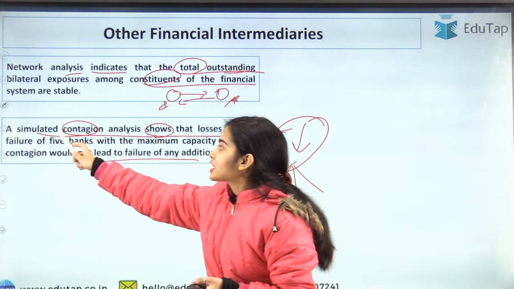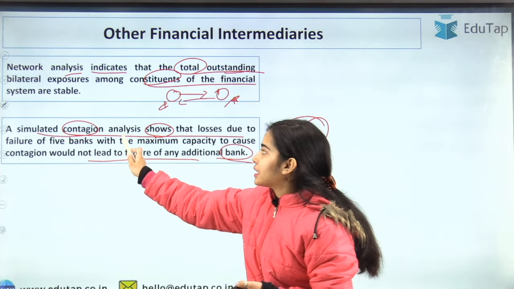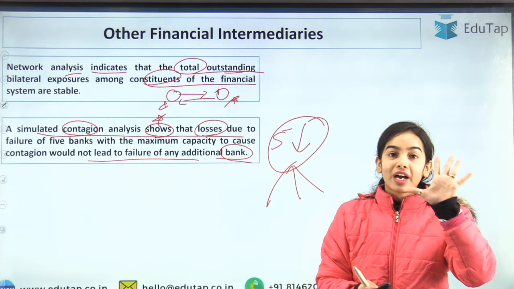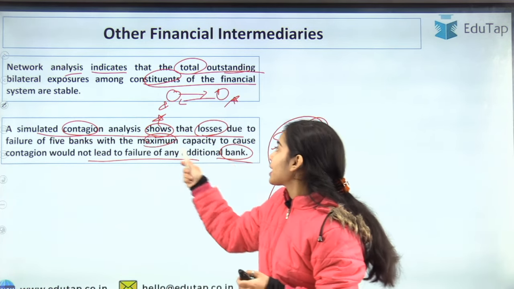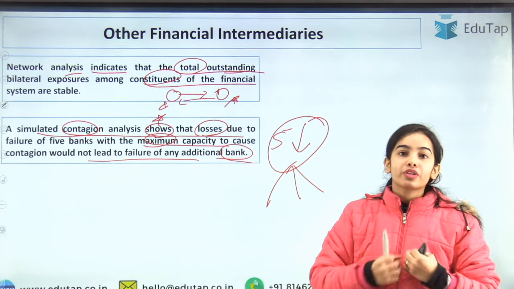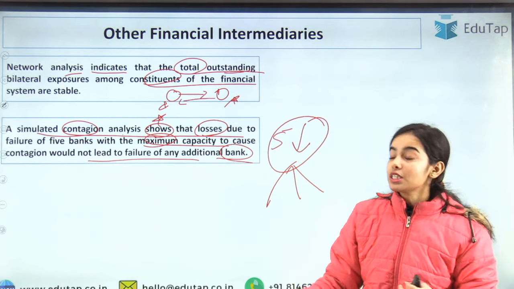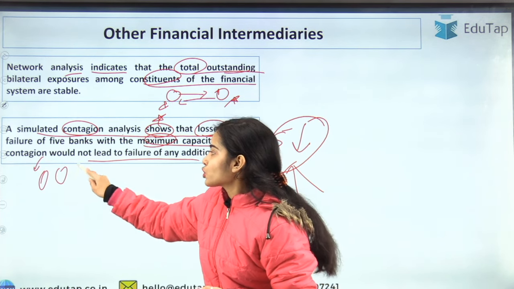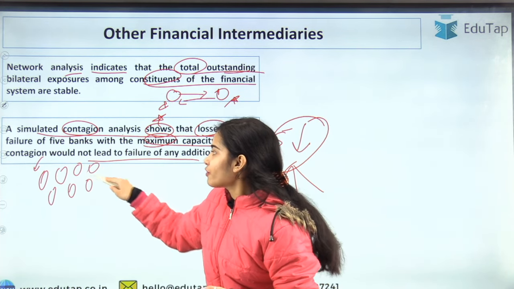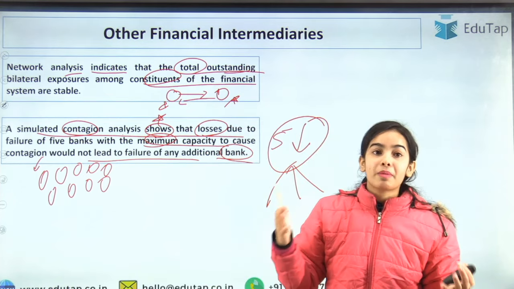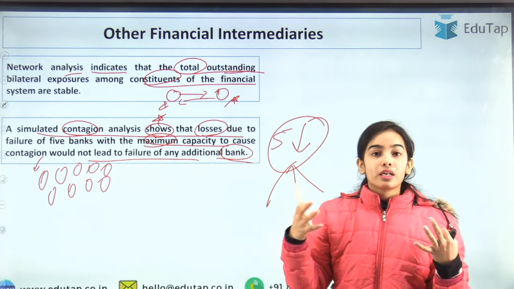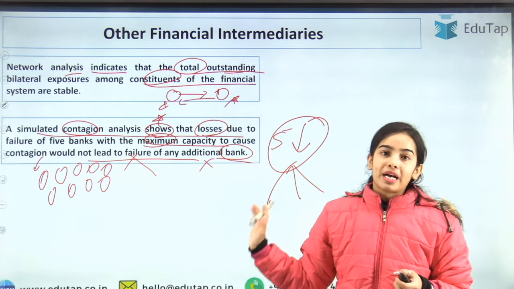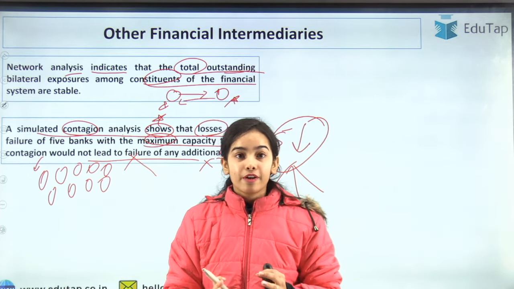So the simulated contagion analysis shows that the losses due to failure of 5 top banks, with the maximum network, with the maximum capacity, with the maximum deposits to cause contagion, that are connected to most of the other banks, most of the other financial intermediaries, would not lead to failure in India of any additional bank. So I hope you have understood this also very well.